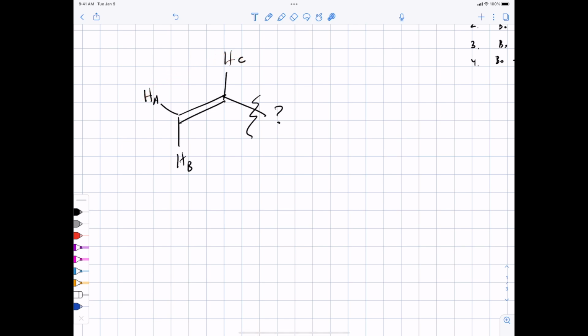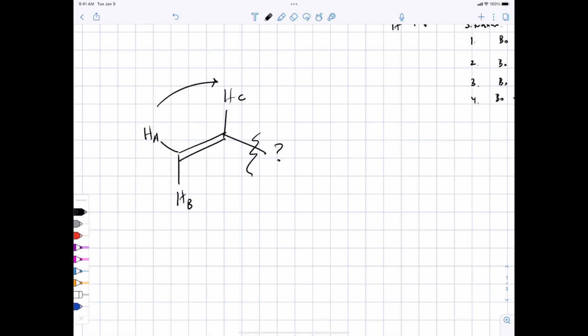A and C are not identical, and neither are B and C. The relationship between A and C is they are, that's not the right word, cis to each other. The relationship between C and B is that they are trans to each other. And then the relationship between A and B is they are on the same carbon, or another way of saying that is they are geminal to each other.